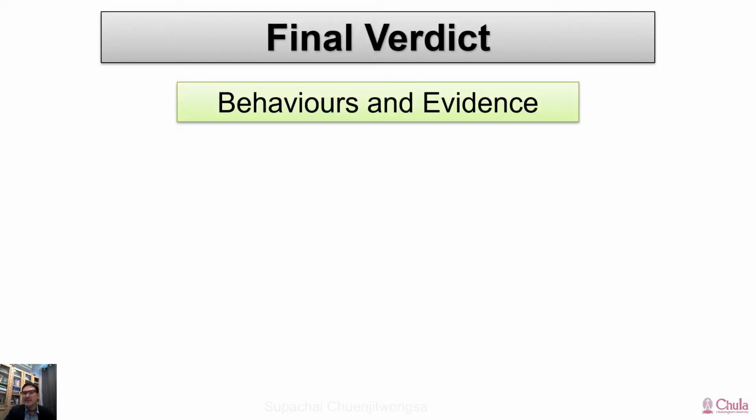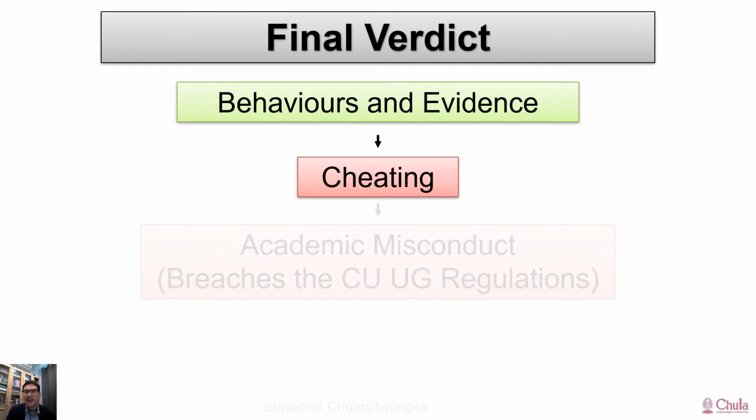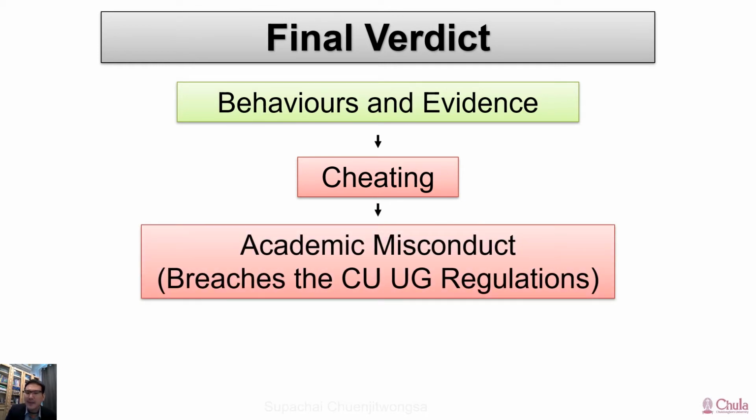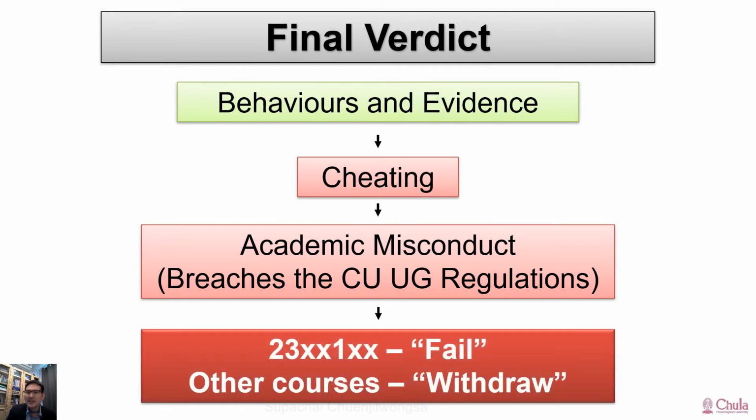Finally, the final verdict from the evidence and student behavior. We concluded that it was 100% cheating because we got all the evidence from the internet provider and all the sources of evidence. So it's academic misconduct, and the student breached the undergraduate regulation. The final verdict was that the student failed that subject, and for other courses, the student was forced to withdraw from all the courses and needed to study that semester again. So this is the final verdict for this case.